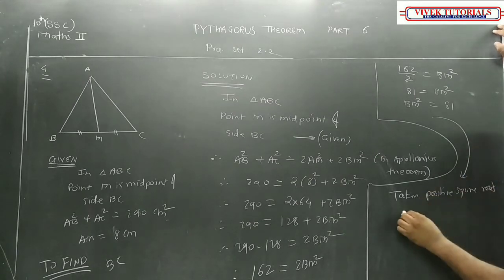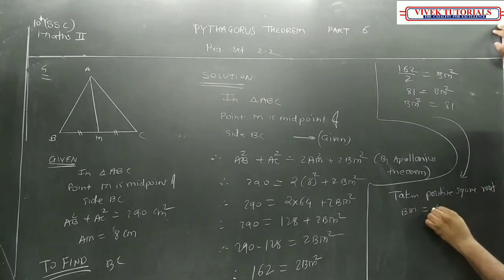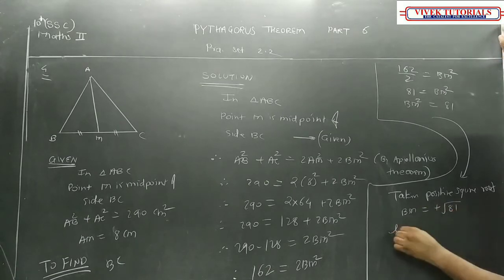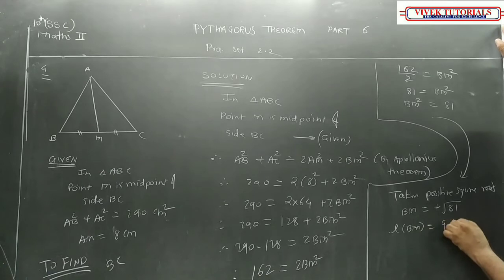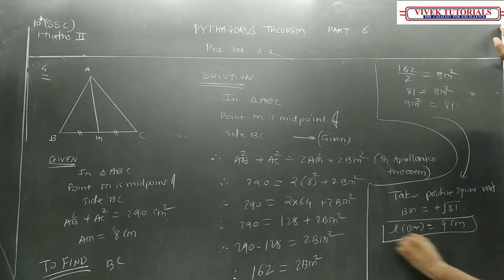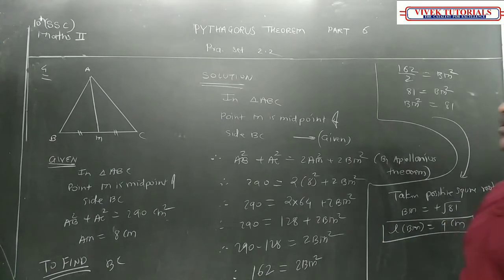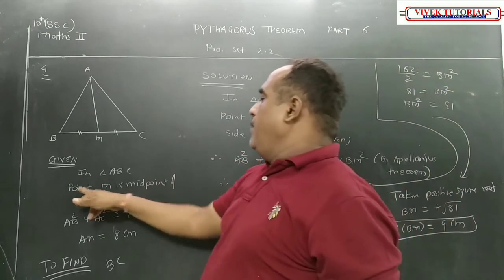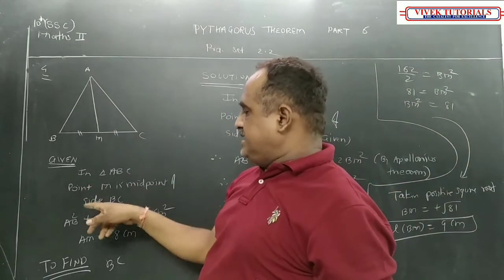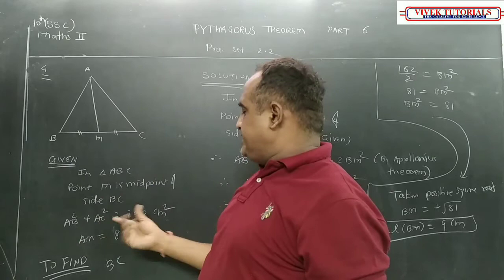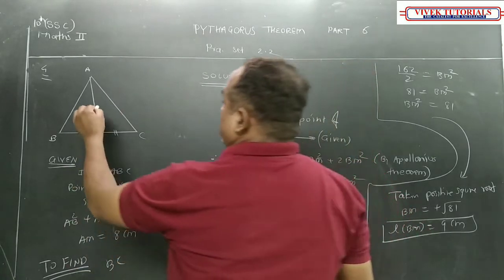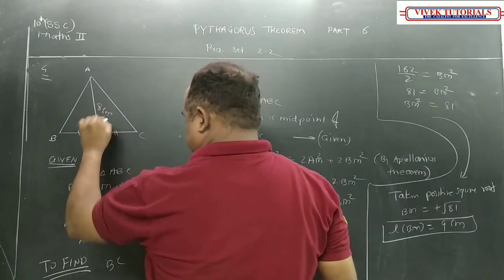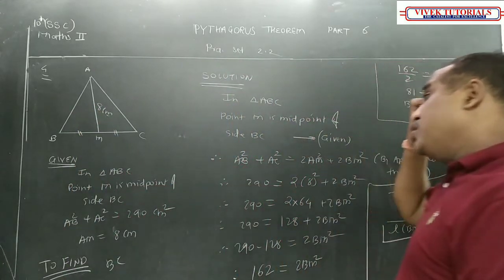If I am taking positive square root, BM is equal to plus root 81. So length BM is equal to 9 centimeter. See once again, what is given to you in triangle ABC. Point M is the midpoint of side BC. AB square plus AC square is 290 centimeter square. AM is equal to 8 centimeter, and they have asked for BC.